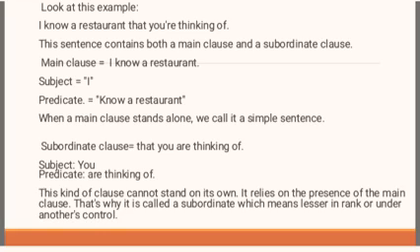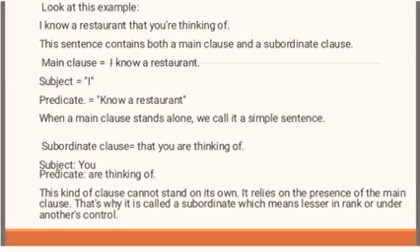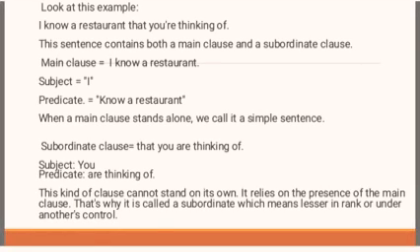The predicate begins from the verb, the predicator, which is know, to the end of the sentence: know a restaurant. When a main clause stands alone, you can call it a simple sentence.